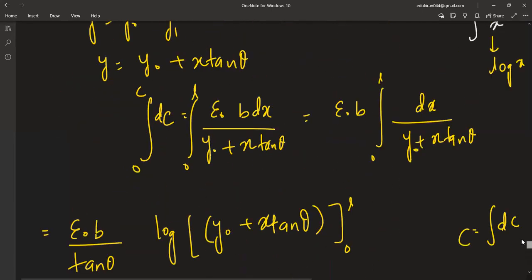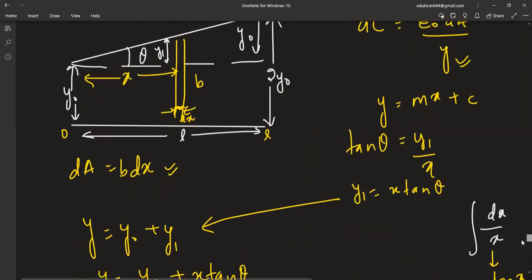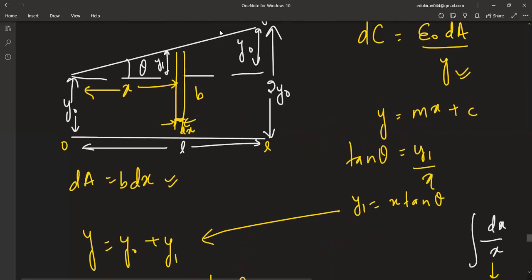Clear? Yes, sir. Okay. Note down the solution. Note down each step.